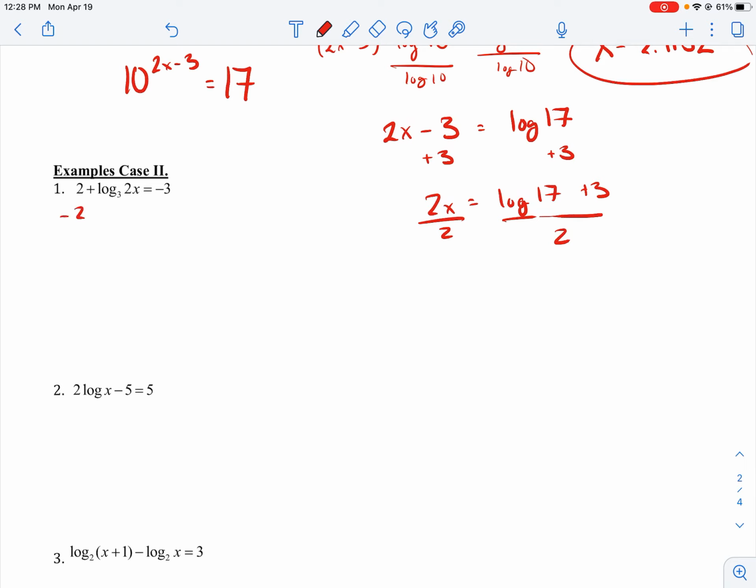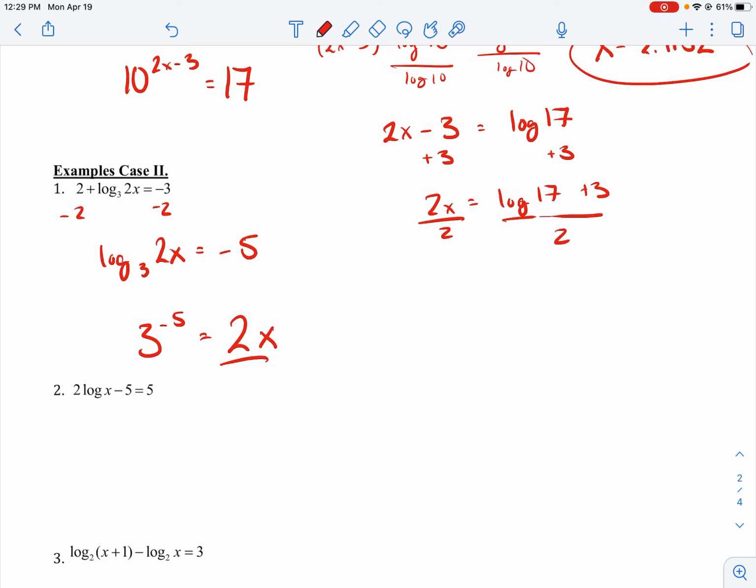So the first thing we want to do, though, is get it so that we just have one log expression. Okay, so that's what they're looking for right here. Log with a base to something. So log 3 of 2x is equal to negative 5. That's what you're looking for. Okay, so once we have that, then we can just convert it to exponential form. So 3 to the negative 5 is equal to 2x.